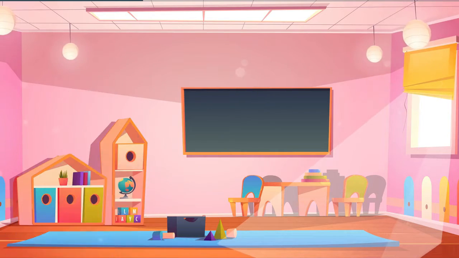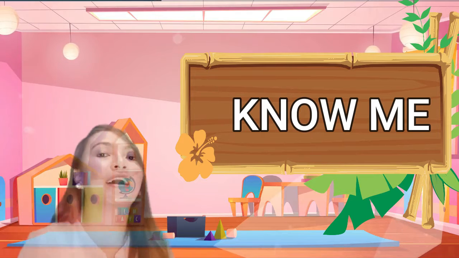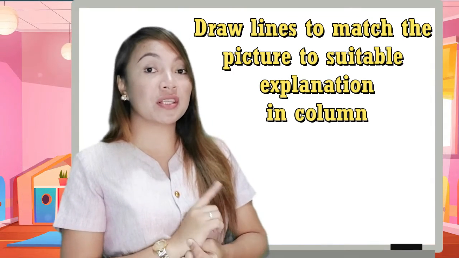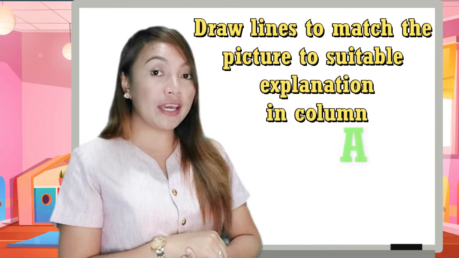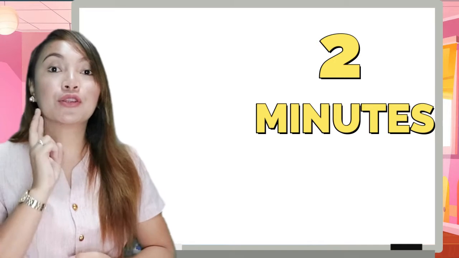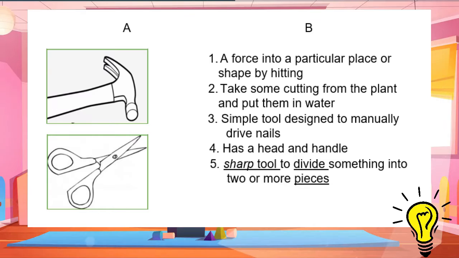Did you answer all the questions, kids? Great! Now let's have another activity. It's called Know Me. Okay, now you will draw lines to match the pictures to its suitable explanation in column A and B. You will be given 2 minutes to answer this activity, and your timer starts now.